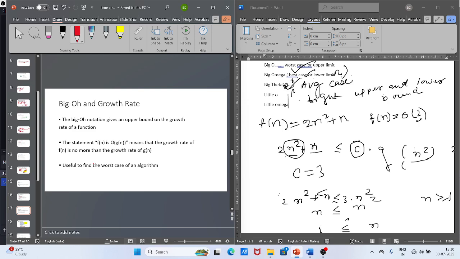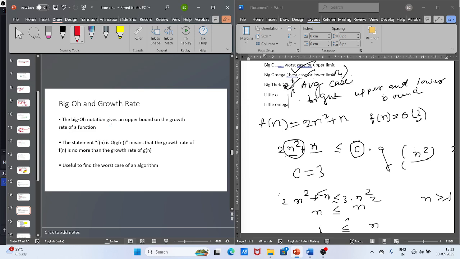When comparing two algorithms, always choose the one with the lower growth rate. For example, O(n) is better than O(n square). Yes, O(log n) is better than O(n). Why? Because as the input grows, the one with the lower growth rate will remain faster.